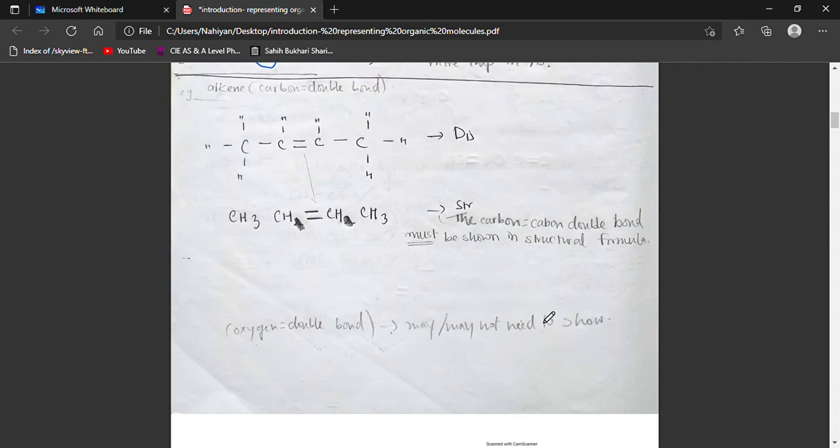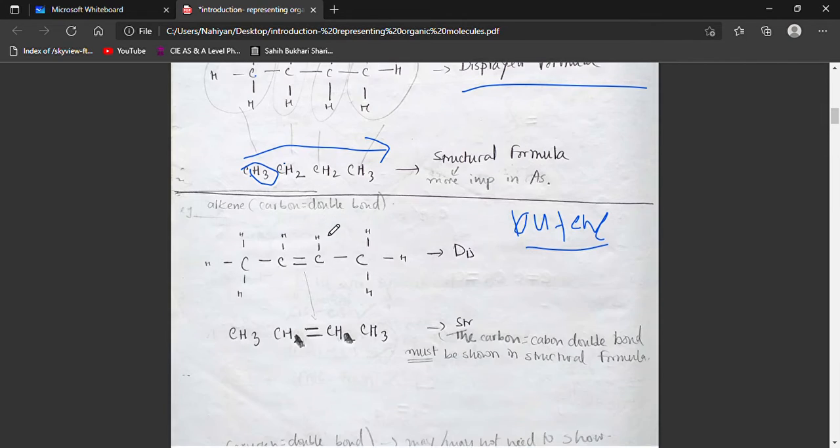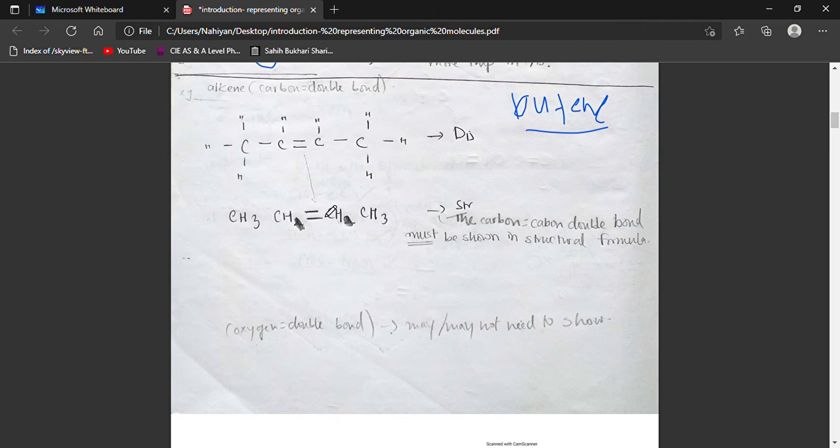Moving on to another example, we have four carbons and we have double bonds. So this is a butene. That's an alkene, as we have a double bond. And one thing you can note is that in the structural formula you can show the double bonds. So it's CH3, CH, again CH, and it's double bonded carbon. And lastly you have CH3 again. Here, you write it down here, CH3.